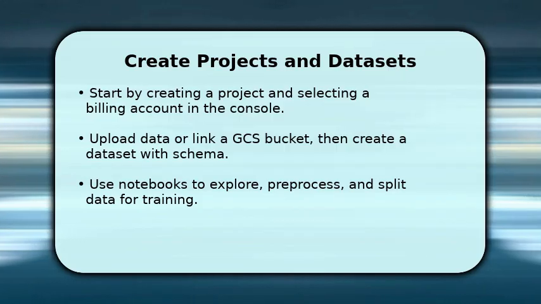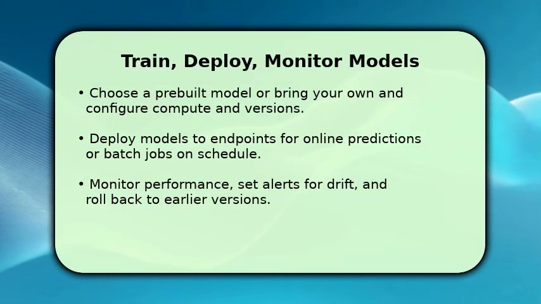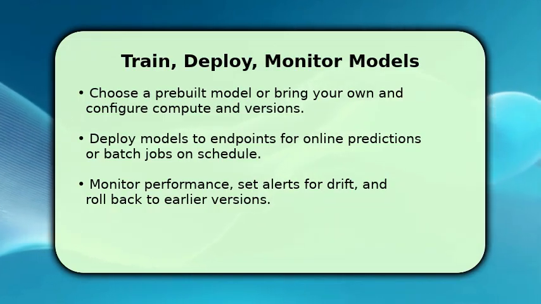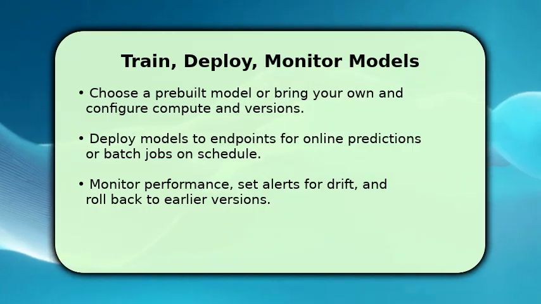Choose a pre-built model from Model Garden or bring your own containerized model. Configure training compute, select accelerators, and set versioning for reproducibility and rollback. Run training jobs and save artifacts to the project bucket for lineage tracking and review.